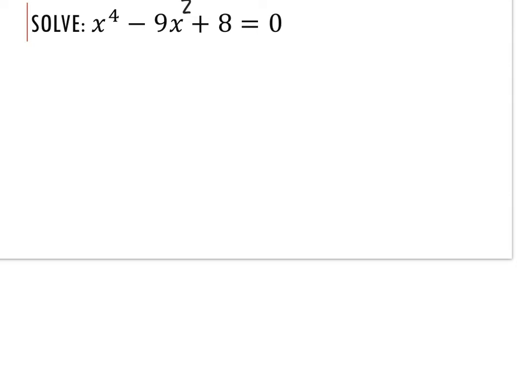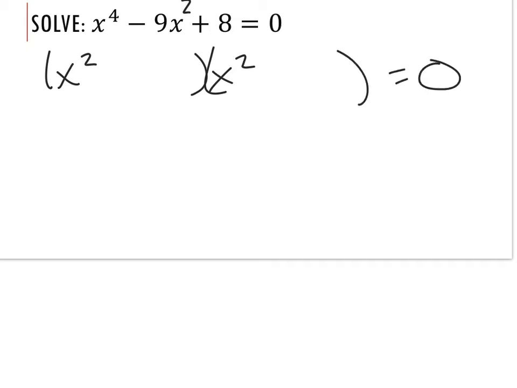So this one you might be able to actually look at and factor. And so you're thinking, okay, what's going to multiply? I see I have x to the 4th, so I know x squared and x squared will give me x to the 4th. And then you're thinking, what multiplies to give me 8 but adds to give me negative 9? Should be negative 1 and negative 8. And so those are your two things.